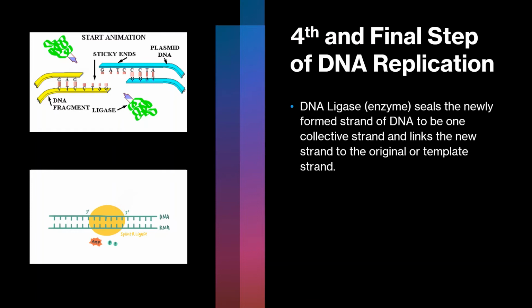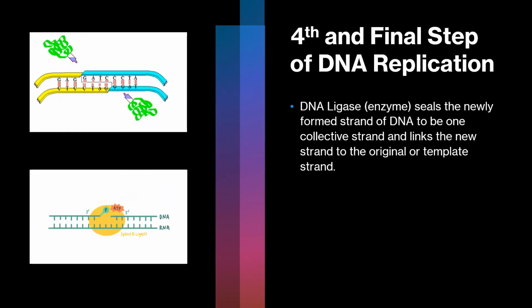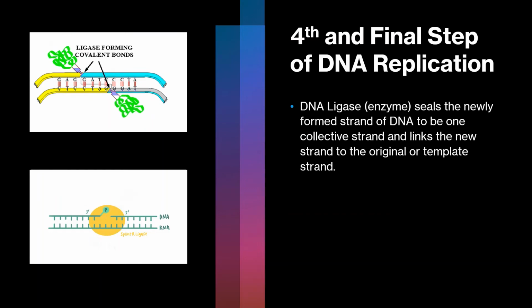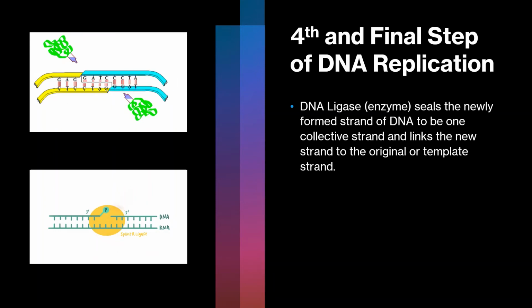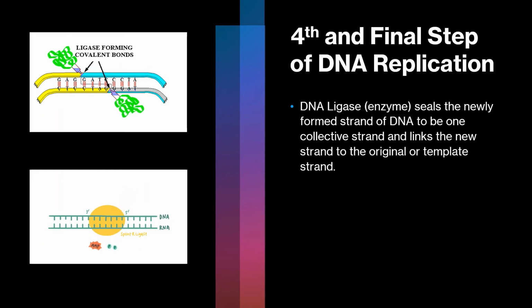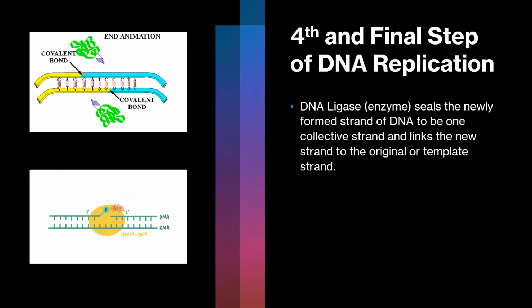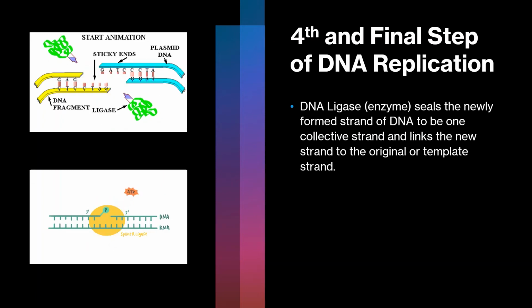Then, so our DNA has been broken up and separated to allow the DNA polymerase to actually put in those new nucleotides. So the fourth and final step is that we have to seal the two new DNA strands together. And the thing that does that is DNA ligase, which is the last enzyme we're talking about today. So DNA ligase seals the newly formed strand of DNA to be one collective strand and links the new strand to the original or template strand.